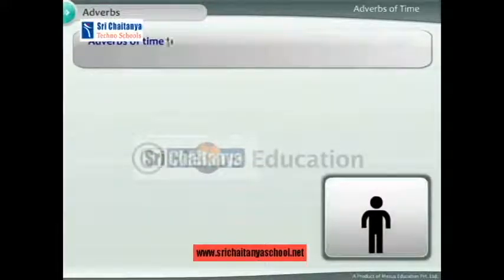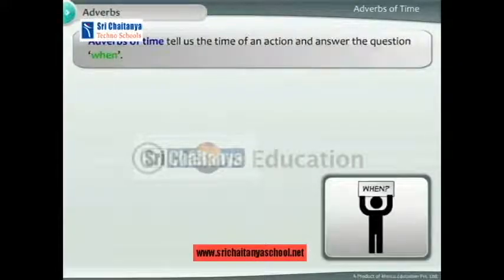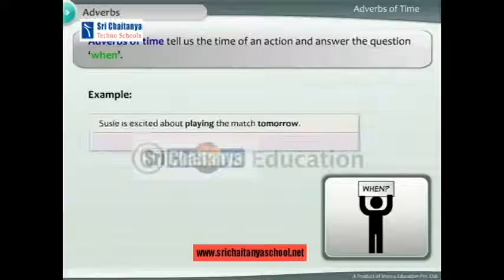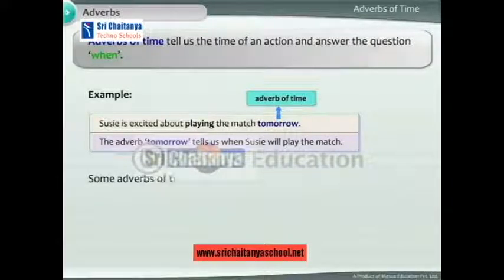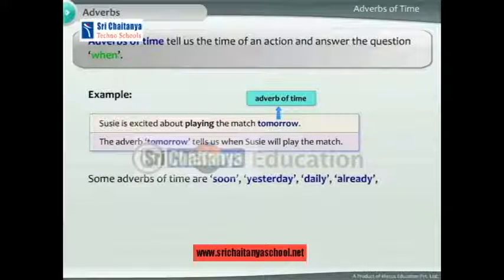Adverbs of time tell us the time of an action and answer the question when. Take a look at this sentence. When is Susie playing the match? She is playing the match tomorrow. In this sentence, the adverb tomorrow tells us when Susie will play the match. Tomorrow is an adverb of time. Some other adverbs of time are soon, yesterday, daily, already, never, and late.